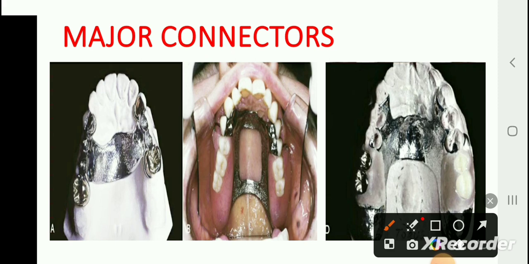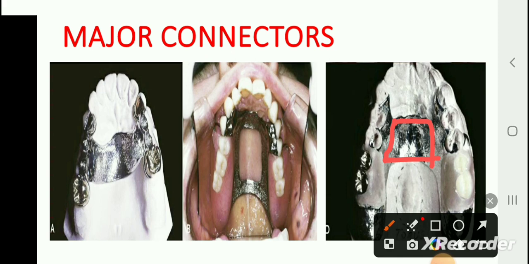Now the rules. What are the rules for using the major connector? First rule is it should be rigid. This is the major connector and it should be rigid. In the upper arch, or the maxillary arch, all three are maxillary major connectors.